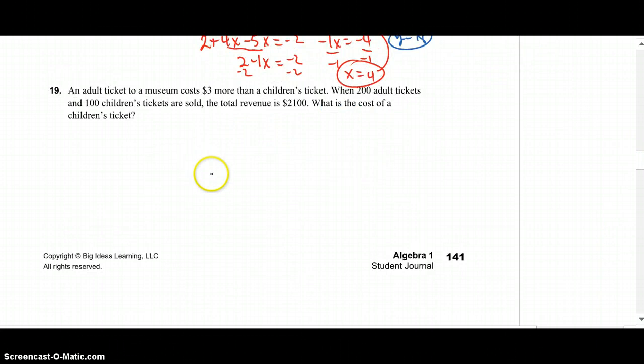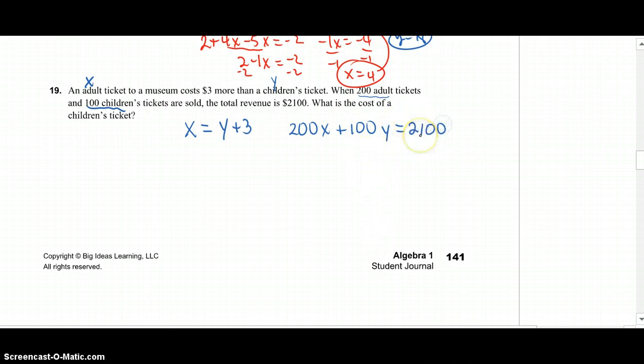I'm going to go ahead and show you how to do number 19, the word problem. An adult ticket, which let's just call the adult's x, to a museum costs $3 more than a children's ticket. Let's just call that y. So let's make an equation. The adult tickets cost what the children's tickets do, but 3 more than that. When 200 adult tickets and 100 children's tickets are sold, so we have 200 adult tickets and 100 children's tickets, the total revenue is $2,100. What is the cost of a children's ticket? So we are actually looking for y.